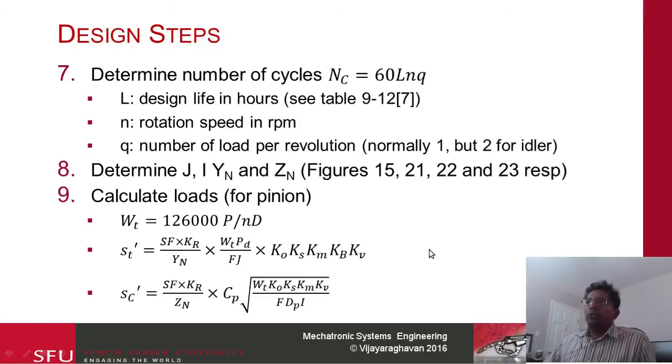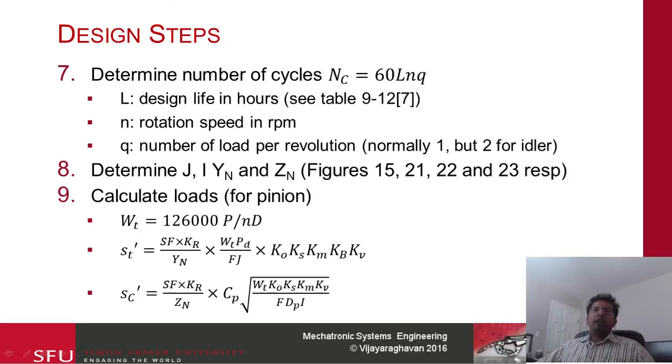Once you have this, you're going to calculate the number of cycles. This is the total number of cycles for which you want the gear to last. This is a really straightforward formula, which we discussed before. Here L is the lifetime of the gear that you would expect. This comes from table 9-12, and these numbers give you an idea of how long you typically want the machine to last. Then you choose the RPM and Q. If you multiply all of these and then multiply by 60 because of the conversion from hours to minutes, you get the total number of cycles.